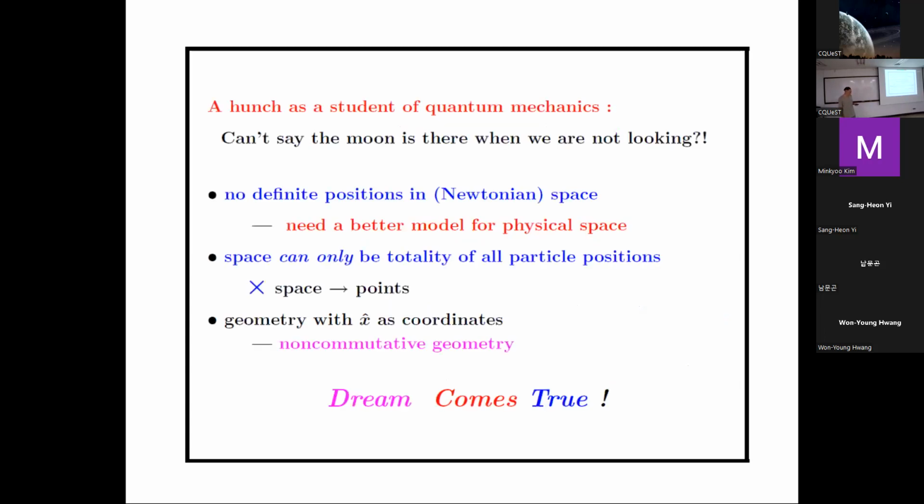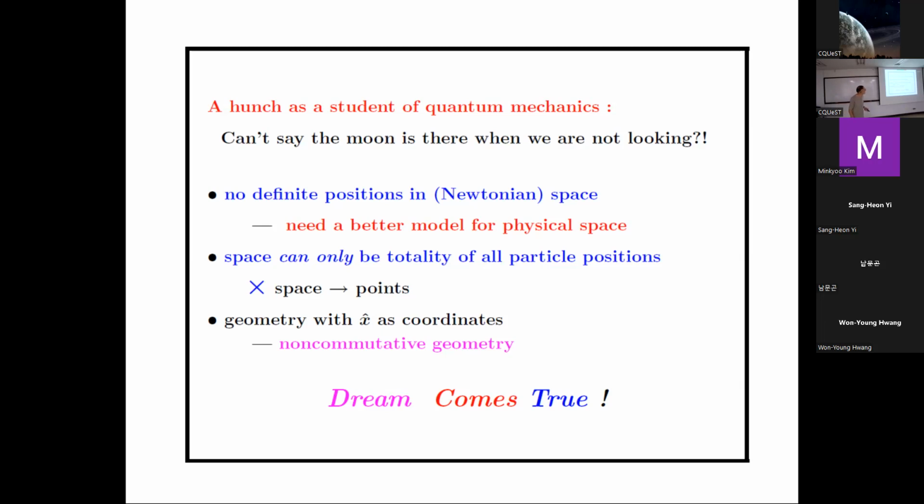And well, a major part of my program kind of starts from a hunch I had when I was a student in quantum mechanics, when people talk about things like, we can't say the moon is there when we're not looking. Well, all the strange things with quantum mechanics, we learn from textbooks that a quantum particle cannot have a definite position. But to be more careful, that statement should be saying a quantum particle cannot have a definite position in the Newtonian model of space. The question then is, could we just need a better model for the physical space, so that we can talk about a definite position for the object.